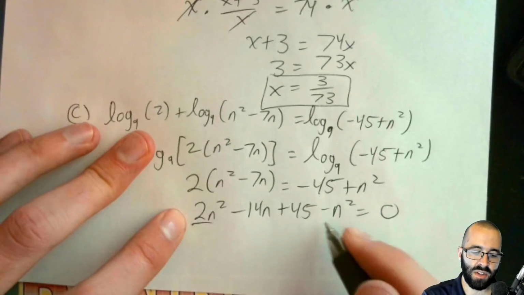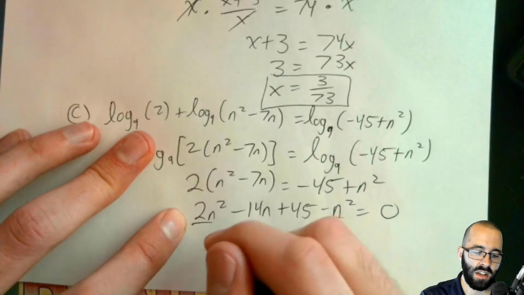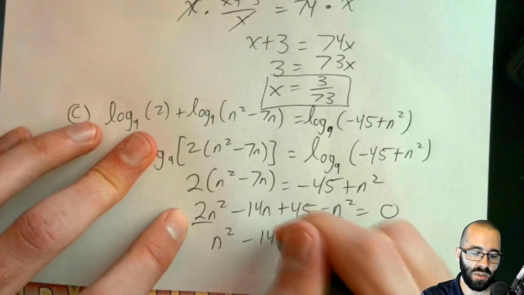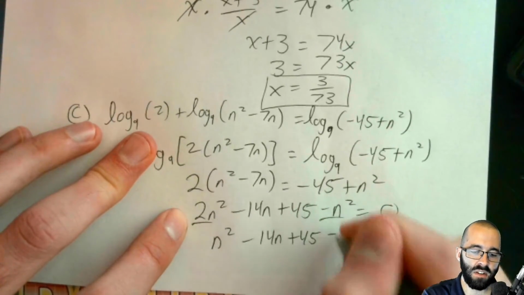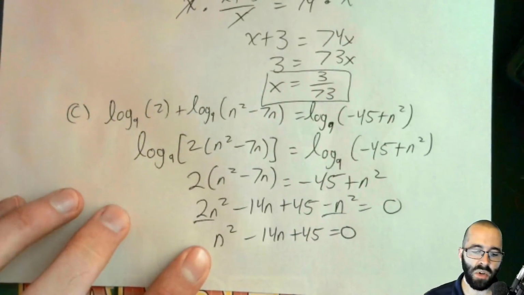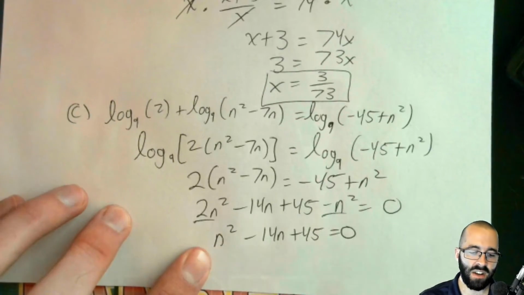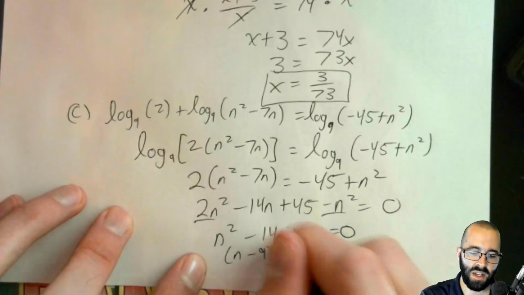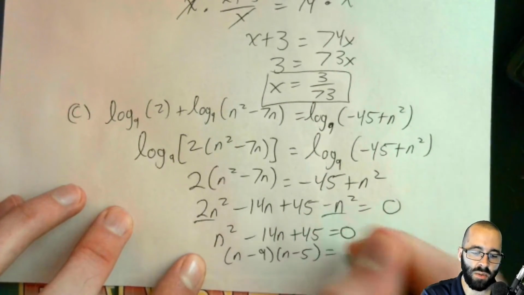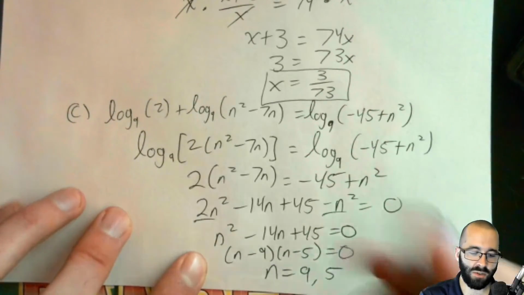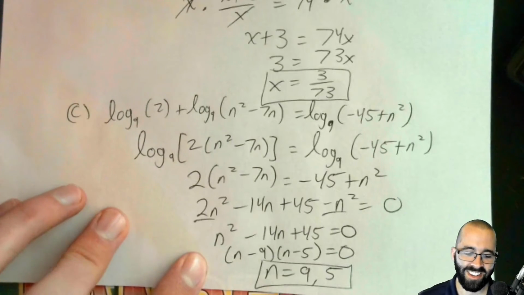Combine like terms, 2n squared minus 1n squared is a positive 1n squared. And we have the minus 14n and the plus 45. We need something that multiplies to 45 and adds to negative 14. Negative 9 and negative 5 will work. And the quadratic formula would also work. We're going to get n is equal to 9 and 5, which is great because I'm out of paper.